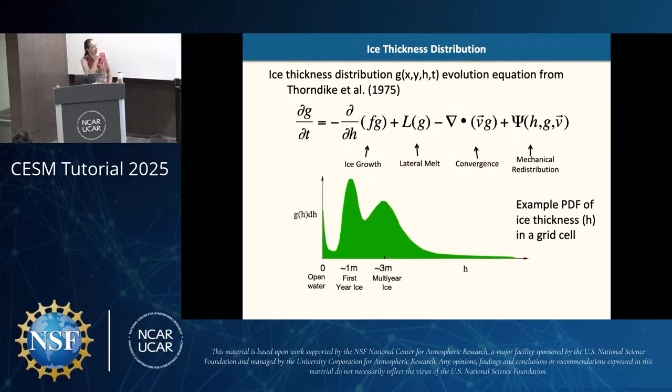So this is an equation for the ice thickness distribution. It can change due to growth or melt or convergence or redistribution within the grid cell. This is an example PDF. I'll give some qualitative examples of how this could change in the future, but this is like the probability of ice within these different thickness categories. So you have a high probability of some very thin or open water, a high probability of first-year ice, a lower probability of multi-year ice, and then it diminishes for really, really thick ice.